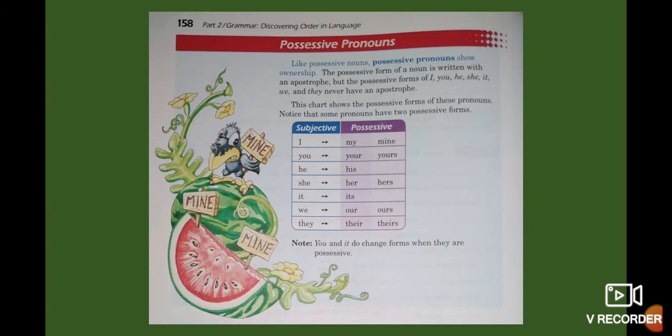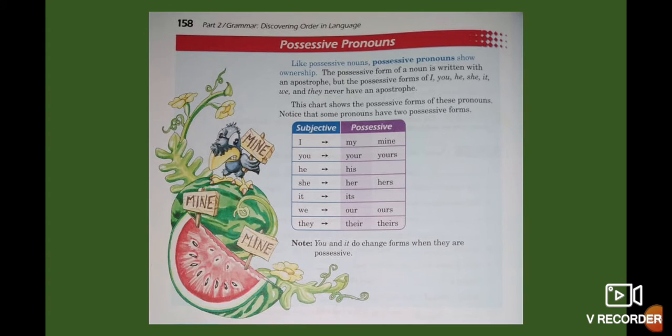The possessive form of a noun is written with an apostrophe, but the possessive form of I, you, he, she, it, and we, and also they, never has an apostrophe. This chart shows the possessive forms of these pronouns. Notice that some pronouns have two possessive forms.